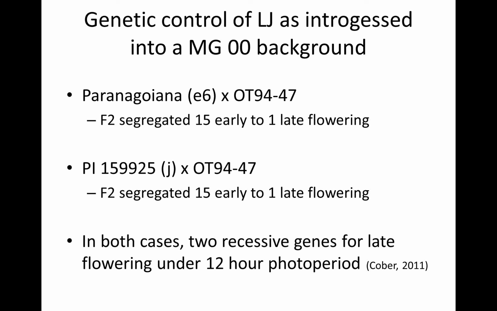As it was mentioned, I introgressed long juvenile into a 00 Harosoy isoline, and I did it with two lines, Paranagoiana, the source of little e6. I actually developed backcross 5 lines, but in the first cross, the F2 segregated 15 early to 1 late. I also looked at the J source of long juvenile, and again in the first cross it segregated 15 early to 1 late. So in both cases I saw 2 recessive genes for late flowering when I looked at them under 12-hour photoperiods.